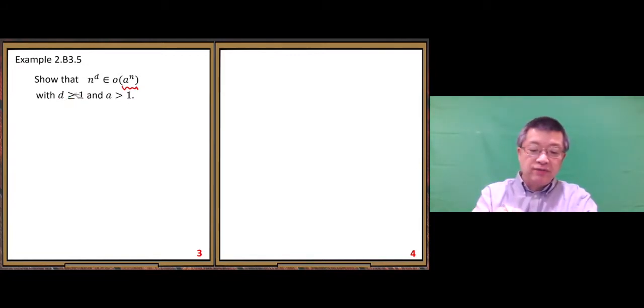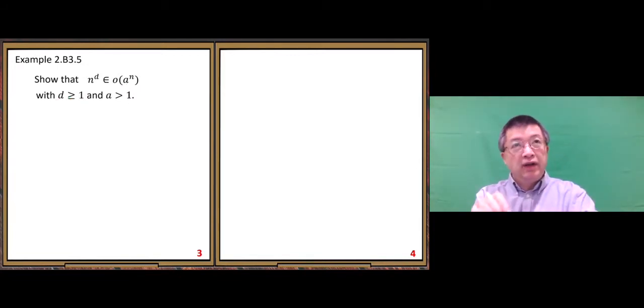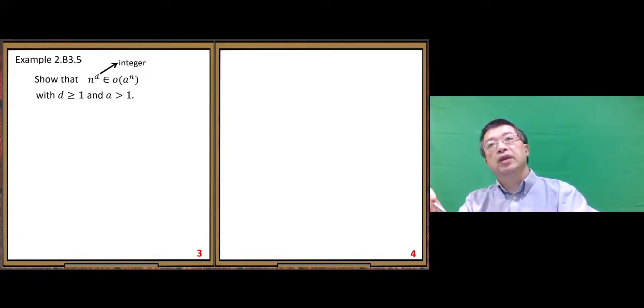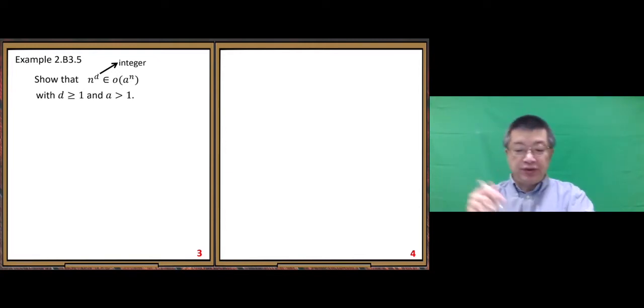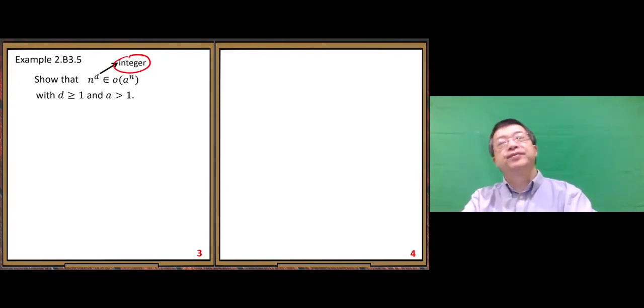For this question, example number 5, I want to choose d as a positive integer. Here I want to use it as a positive integer for convenience, because this way our formula is relatively simple. But later, we need to extend it and make it more general.